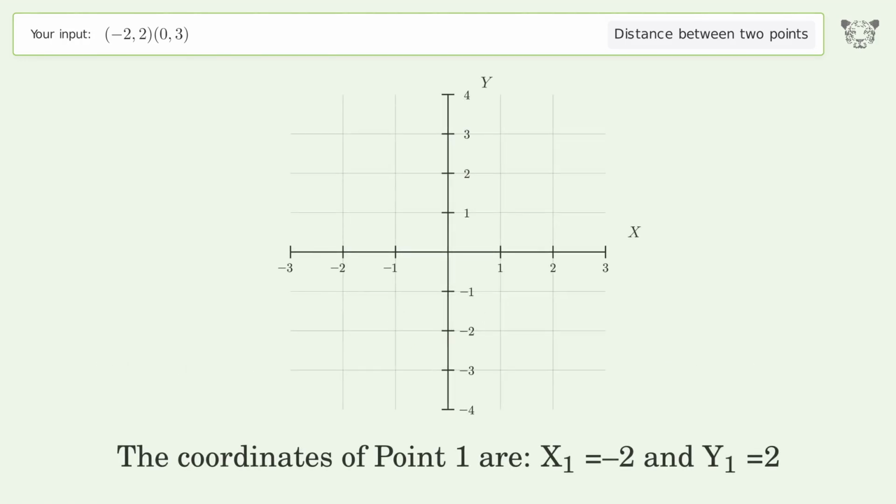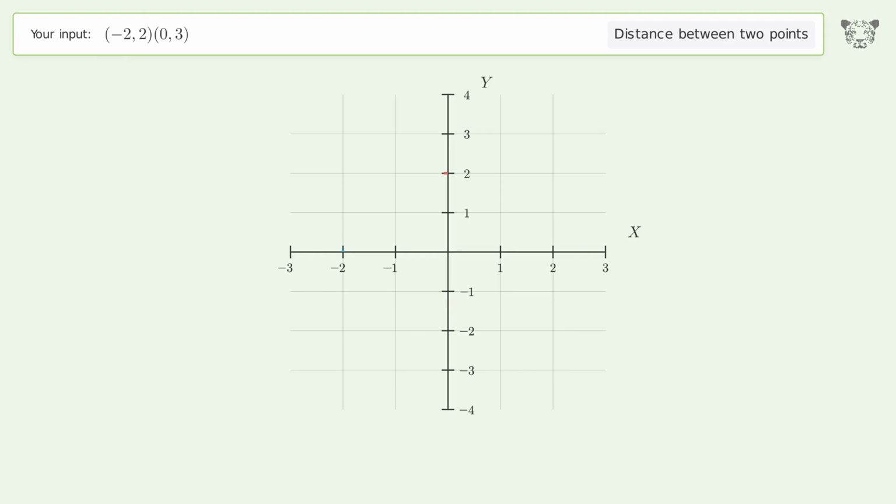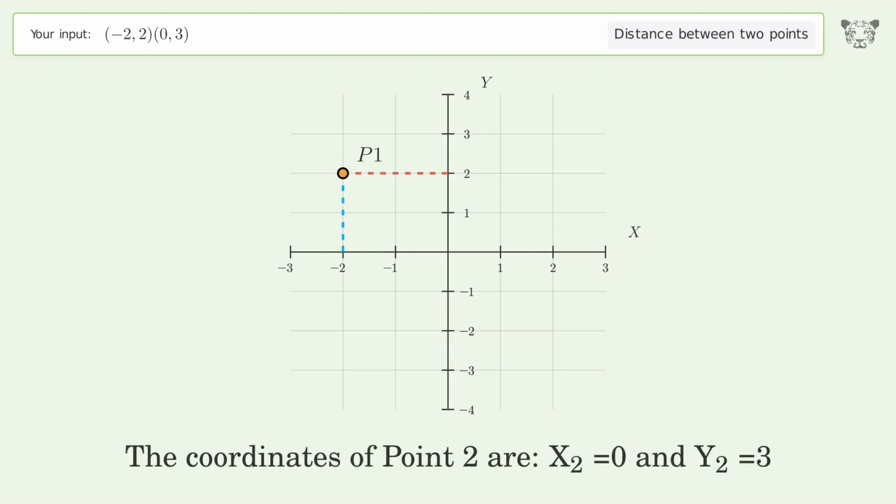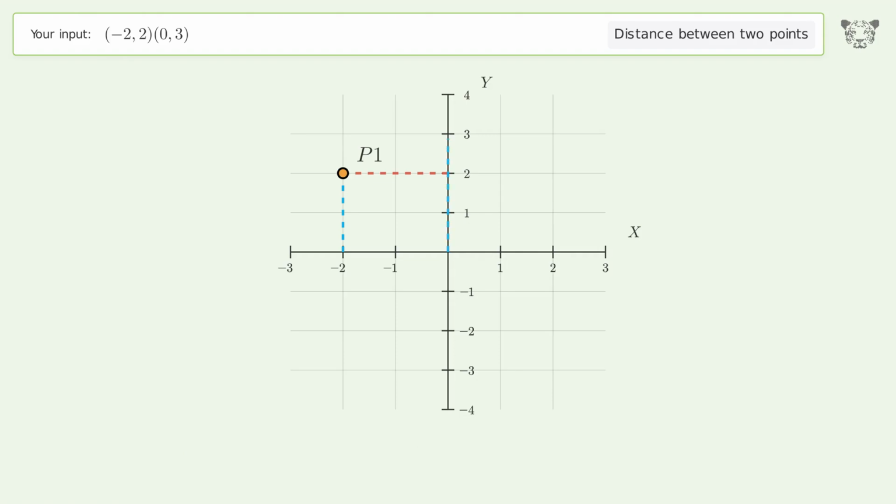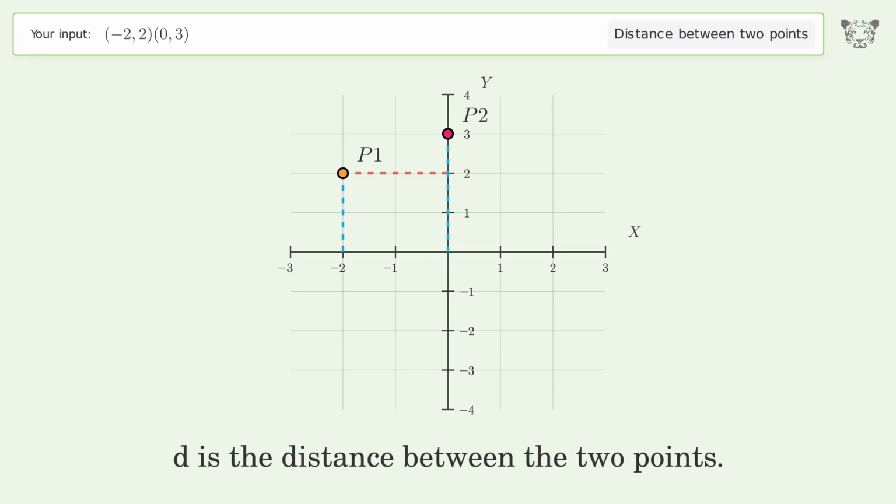The coordinates of point 1 are x1 equals -2 and y1 equals 2. The coordinates of point 2 are x2 equals 0 and y2 equals 3. D is the distance between the 2 points.